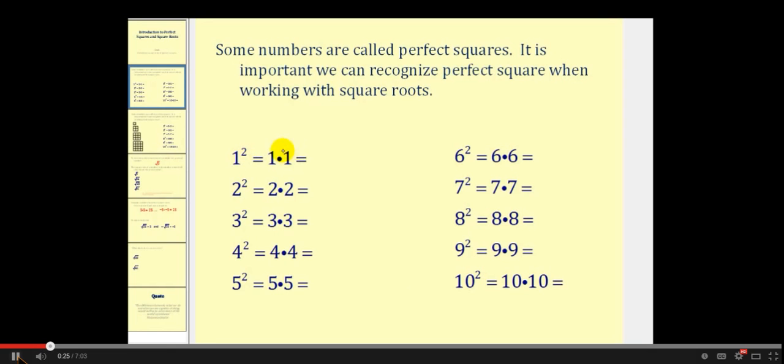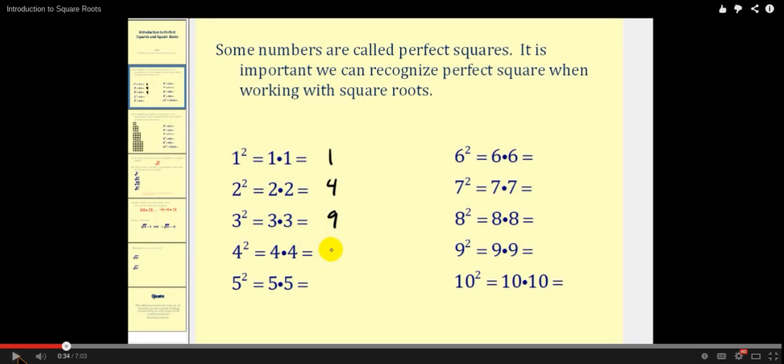So if we wanted to, we could expand them. 1 squared equals 1 times 1 or 1. 2 squared is equal to 2 times 2 or 4. 3 squared is 3 times 3 or 9. What I would like you to do now is try and work the rest of the problems.